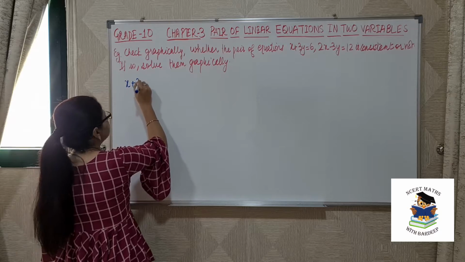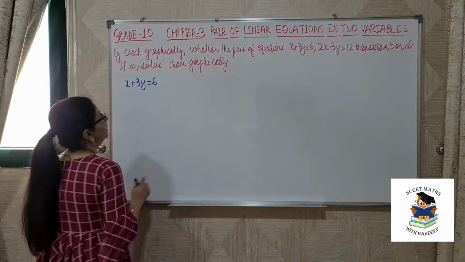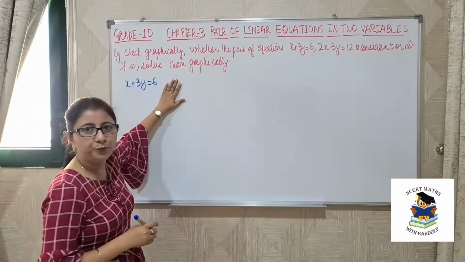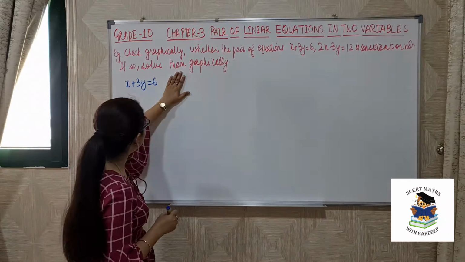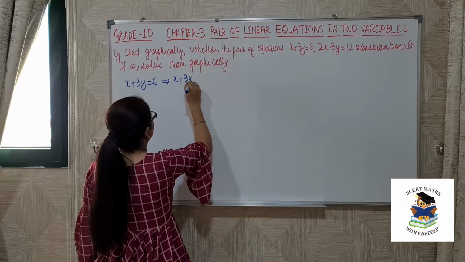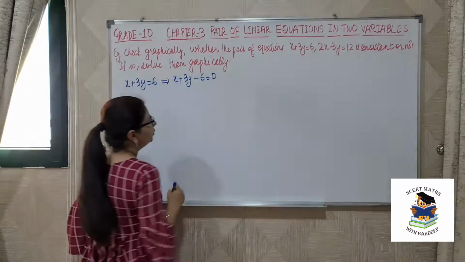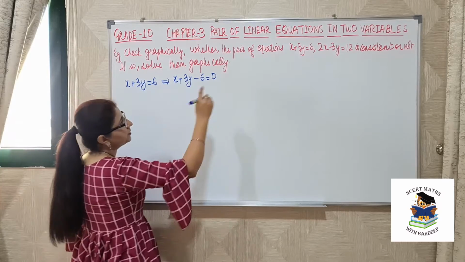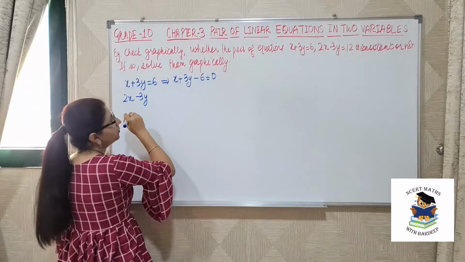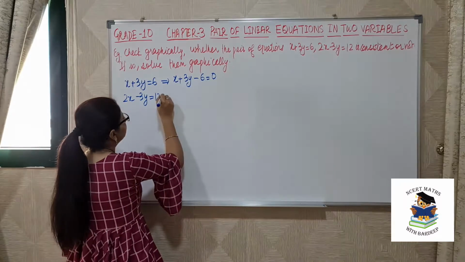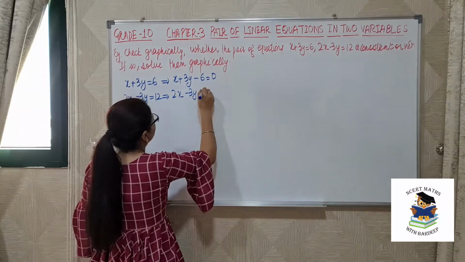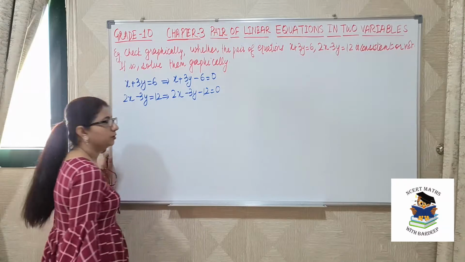So one is x plus 3y equals 6. As I have already mentioned, whenever you have to check, the right hand side should be equal to 0. So we will shift this 6 to the left hand side, that is x plus 3y minus 6 equals 0. So this is my first equation. Second is 2x minus 3y equals 12. So again make the right hand side equal to 0, so minus 12 equals 0.